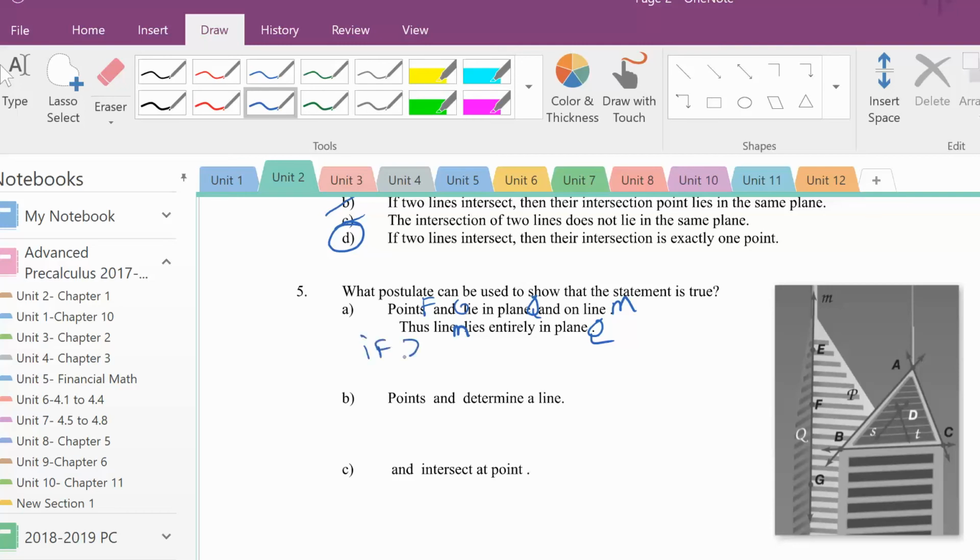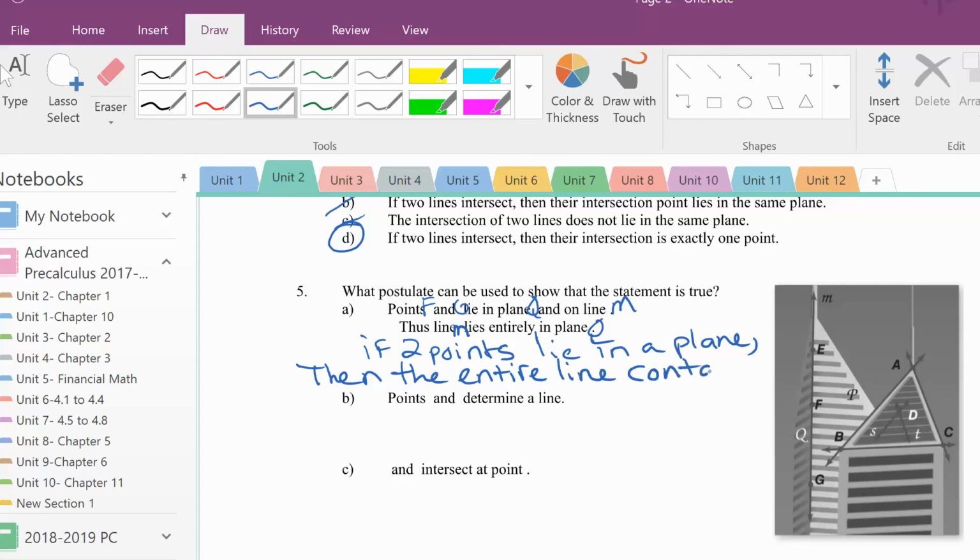So what postulate can we use to say that the line M is in plane Q? It's the postulate that says if 2 points lie in a plane, then the entire line containing those points lies in the plane.